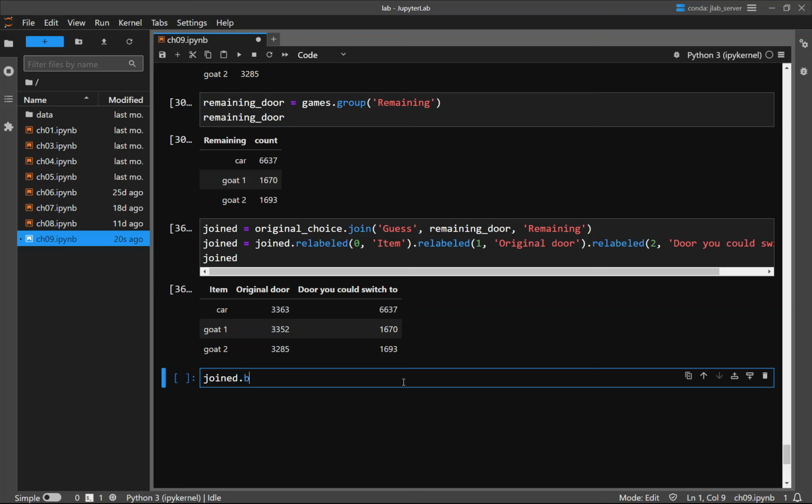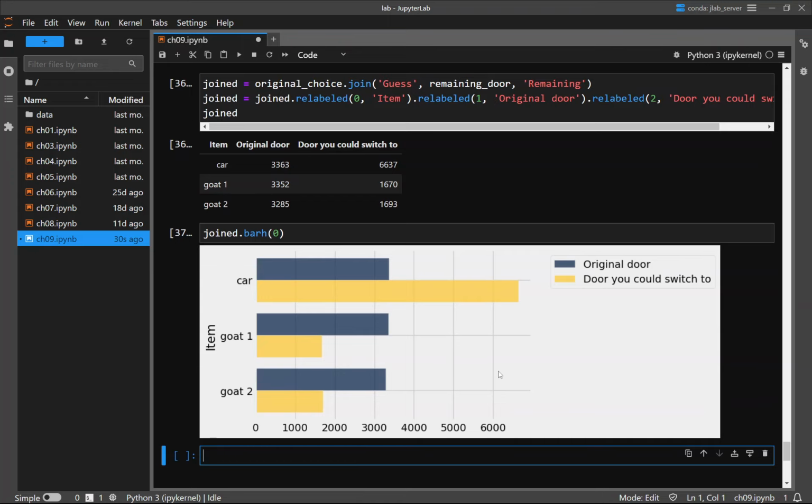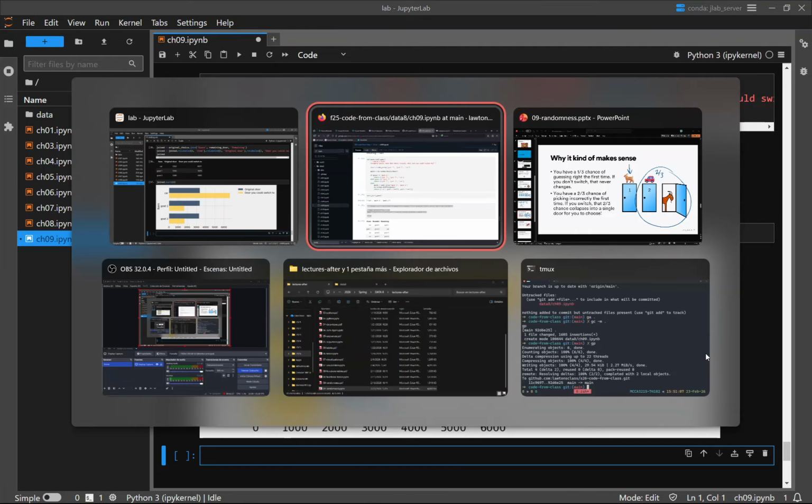We'll say join dot, let's do a bar chart on the item, which is column 0. And this is exactly what we want to see. We're proving it to ourselves, right? If you stuck with your original choice, there's a 1/3 chance that you got any of these, the same probability, right? You're not getting rid of that 1/3 at all. But if you always switched, you're getting the car more often because of what I said here.